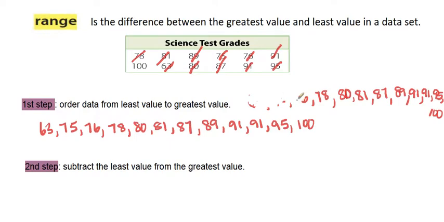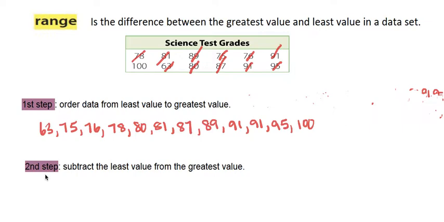And now that I have them in order, count how many numbers I have in my science test data set. It looks like I have 2, 4, 6, 8, 10, 12. Do I have 12 numbers listed down here? Because if I don't, remember that means I missed one. So we're going to count them. 1, 2, 3, 4, 5, 6, 7, 8, 9, 10, 11, 12. And I have 12 numbers. So that was my first step.